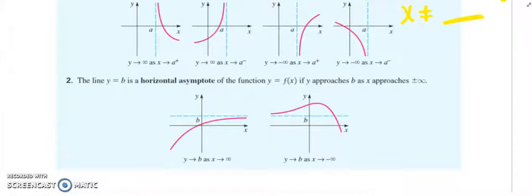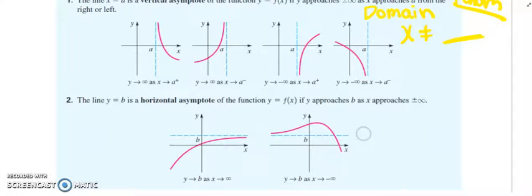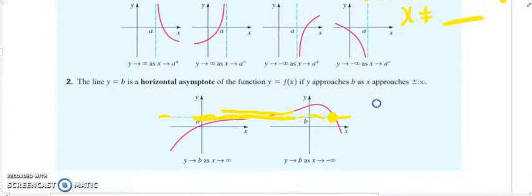Horizontal asymptote, we'll look at it another way. Notice this is a horizontal asymptote because it never approaches this number. This is a horizontal asymptote because way over here it won't approach that, but it does pass it over here, and that's okay.